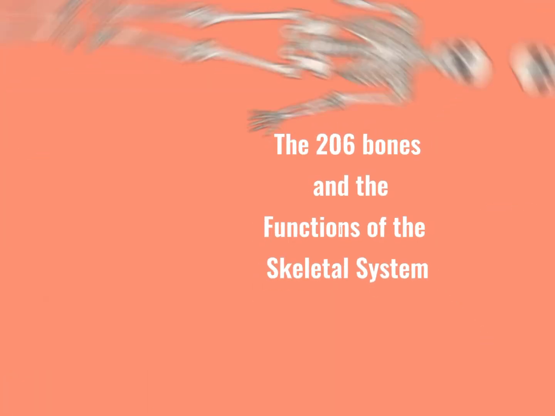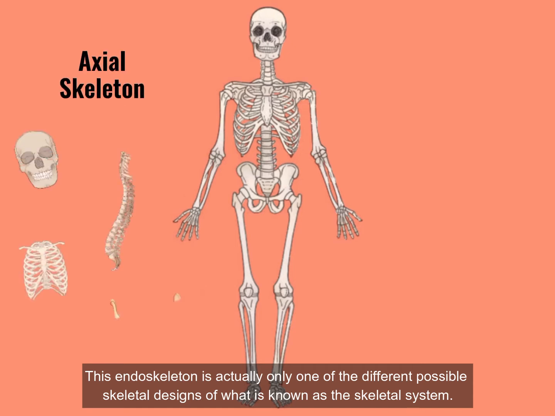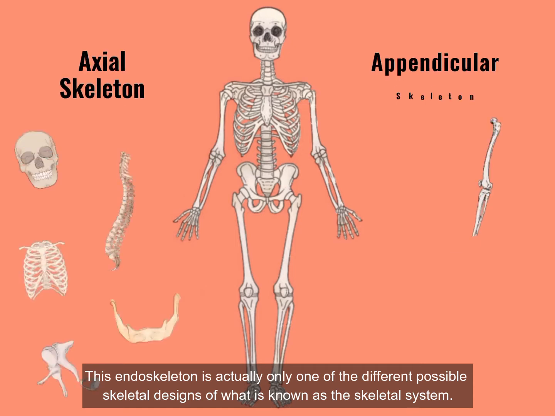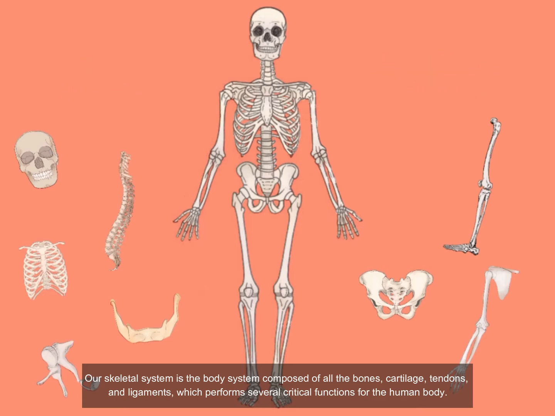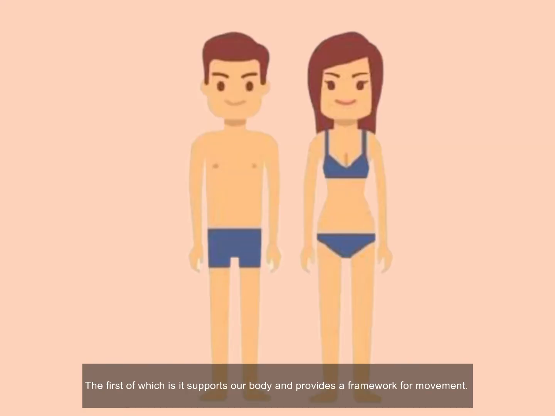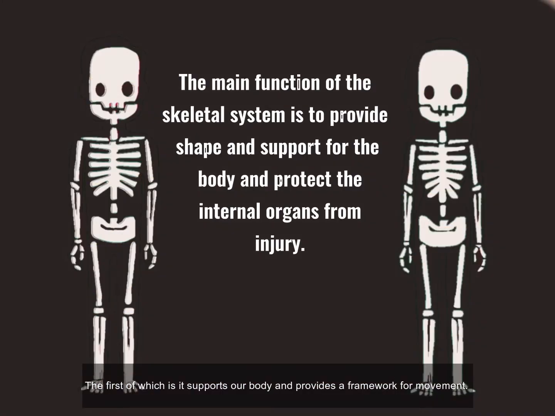This endoskeleton is actually only one of the different possible skeletal designs of what is known as the skeletal system. Our skeletal system is the body system composed of all the bones, cartilage, tendons, and ligaments, which performs several critical functions for the human body. The first of which is that it supports our body and provides a framework for movement.